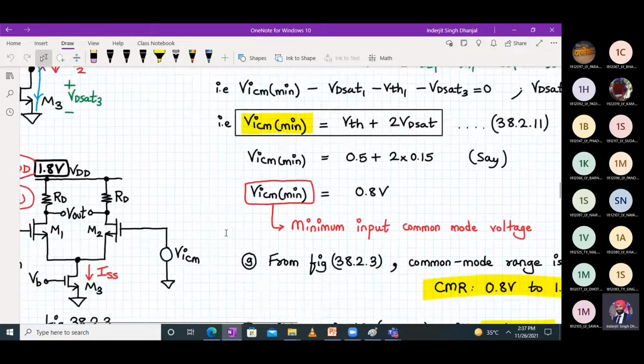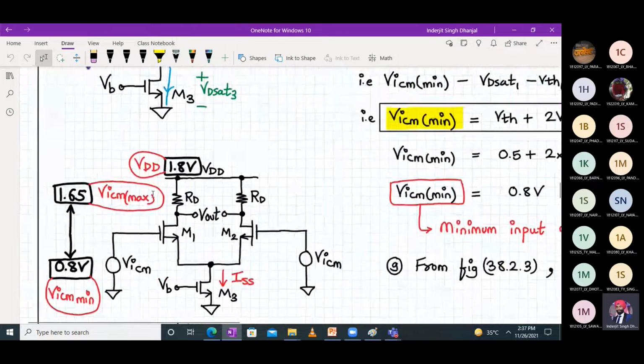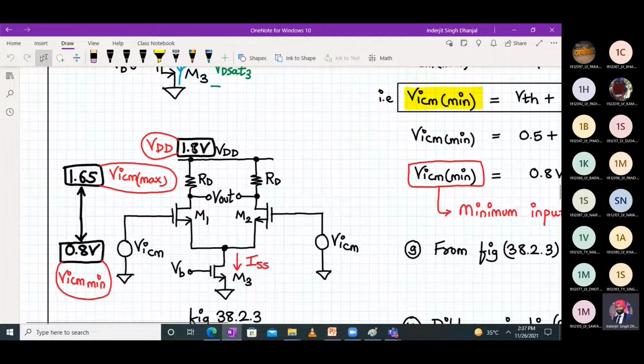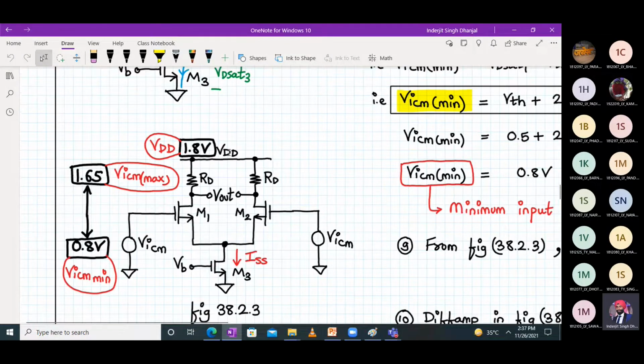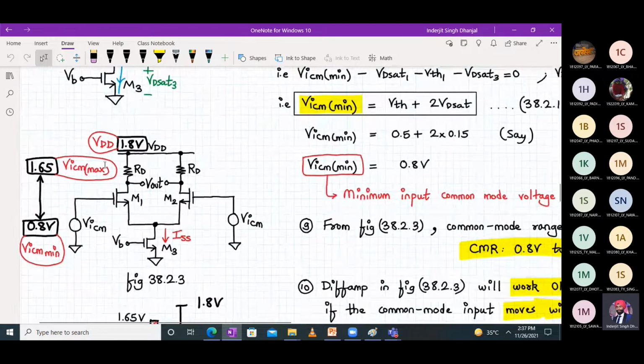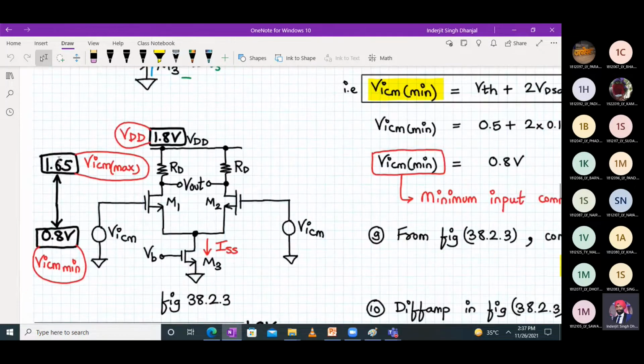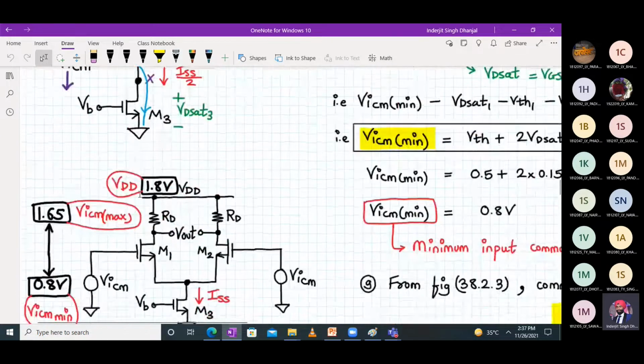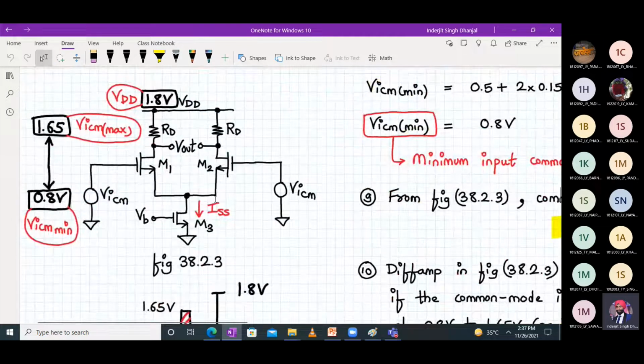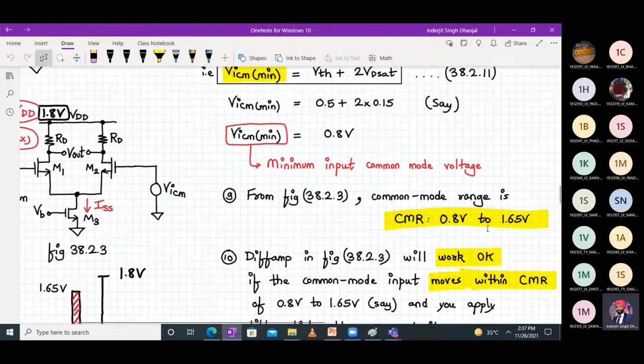So let's understand what this means. If you have a supply voltage of 1.8 volt, the input common mode voltage can go max to 1.65 and minimum to 0.8. That's the meaning of it. So the common mode range according to this circuit is between 1.65 and 0.8 volts. Only if I keep my common mode level between these levels will all the transistors work properly, all in saturation, and the circuit will work without any problem. So that's the common mode range, which is very, very important.